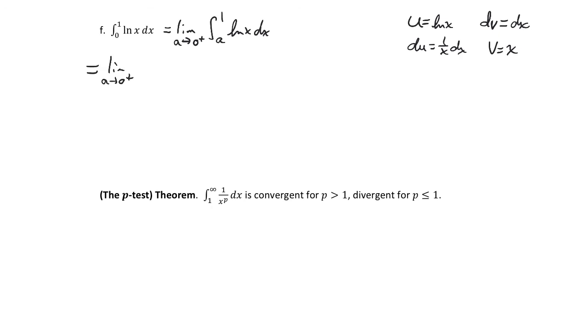Okay, we're going to use integration by parts. So it's u times v, x natural log of x, minus, we want to evaluate that from a to 1, minus the integral from a to 1 of, okay, so this is always fun, v times du. Notice that when you combine these two, we've got 1 over x times x. 1 over x times x is just 1, so it's dx.